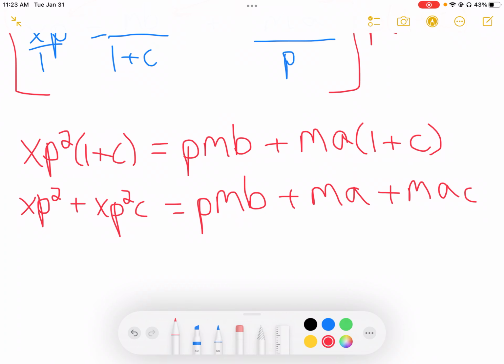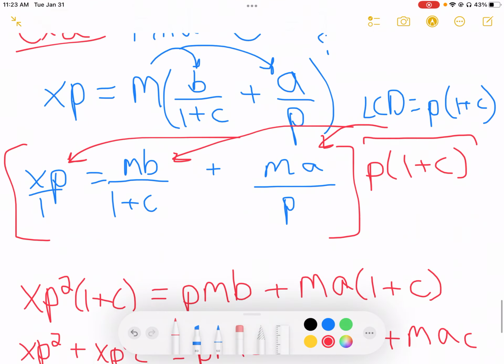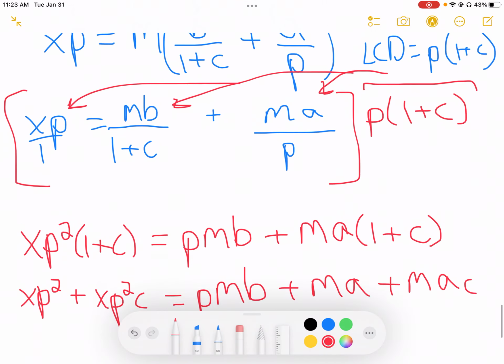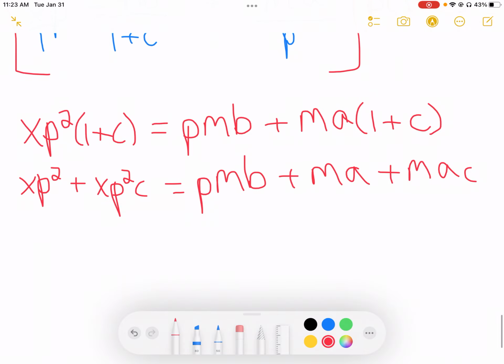Alright, so now, what was my goal? They said find C equals. So where am I? Well, I just distributed everything out, and I'm ready to isolate my C's together. I actually only have two C terms, so this shouldn't be too bad, because I only have a C there and a C there. I'm going to get those on the same side of the equation.